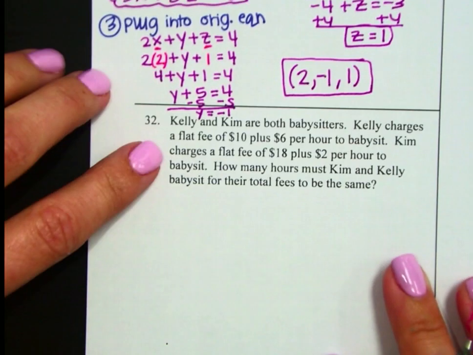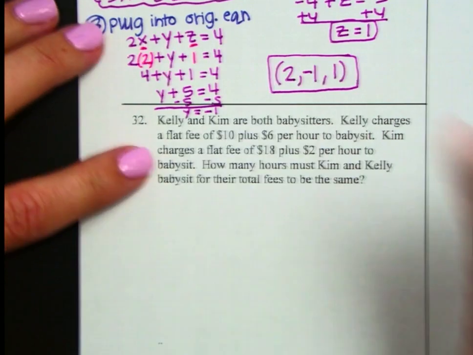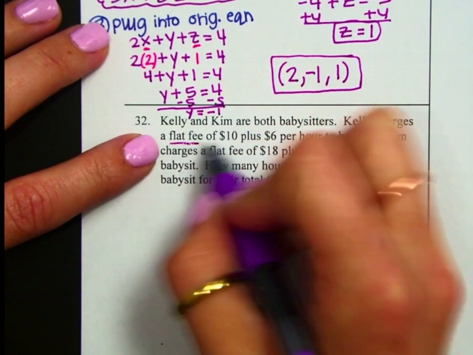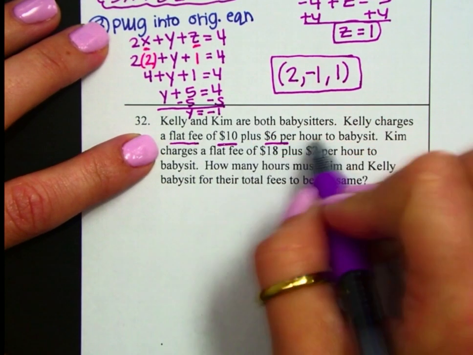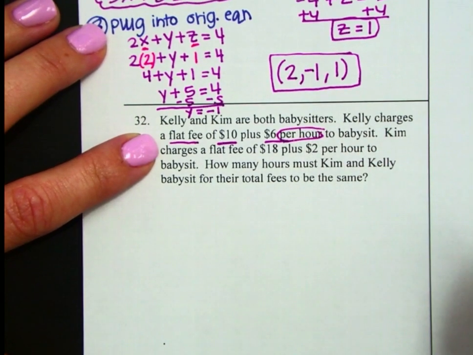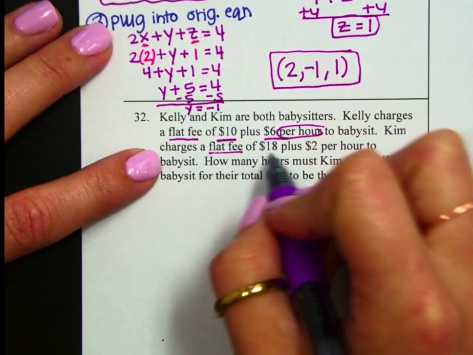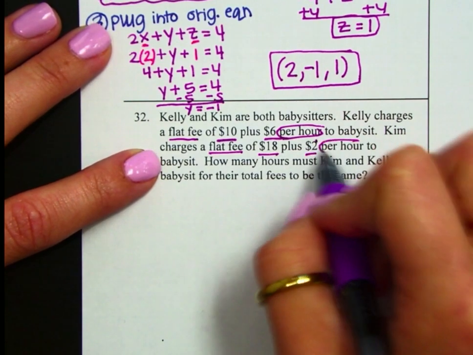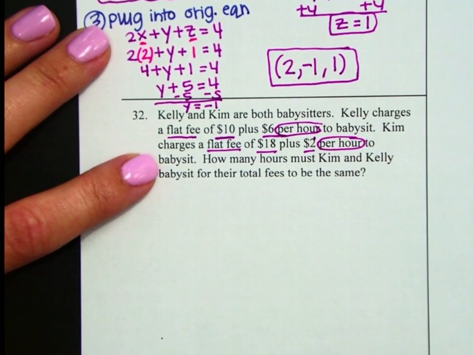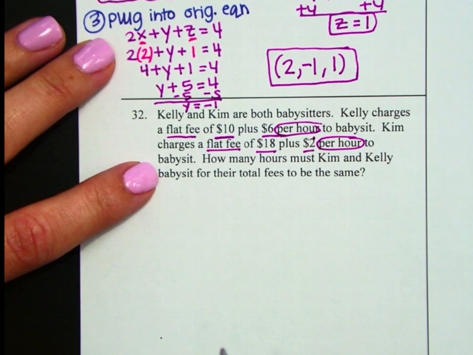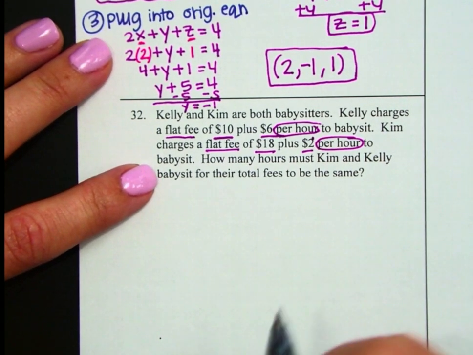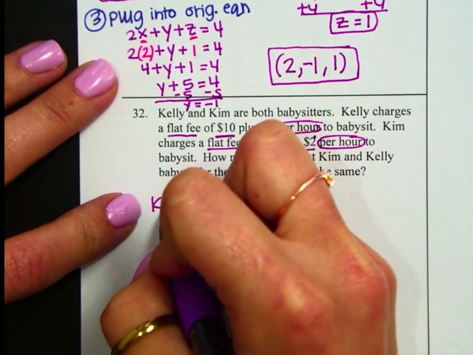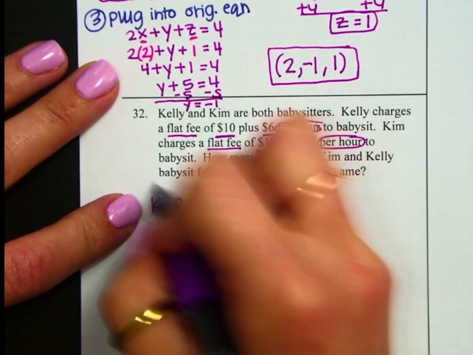Number 32, Kelly and Kim are both babysitters. Kelly charges a flat fee of $10 plus $6 per hour to babysit. Kim charges a flat fee of $18 plus $2 per hour to babysit. How many hours must Kim and Kelly babysit for the total fees to be the same? So I'm going to create an equation for Kim and also for Kelly.